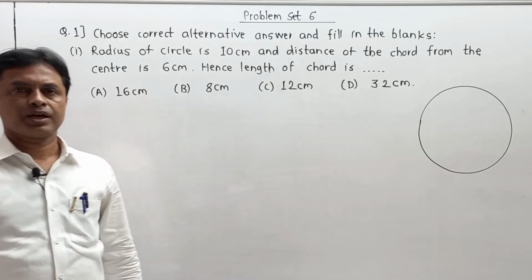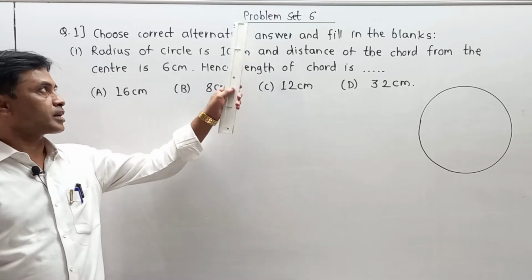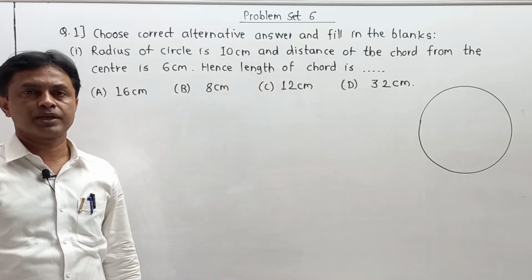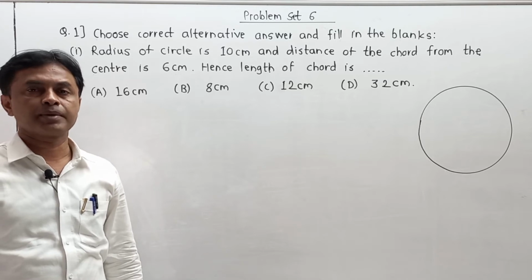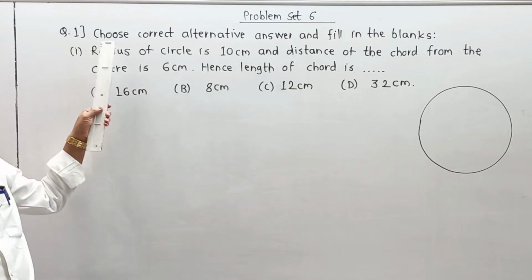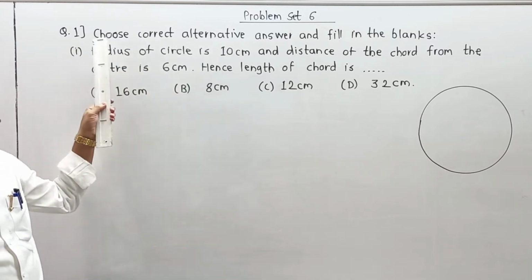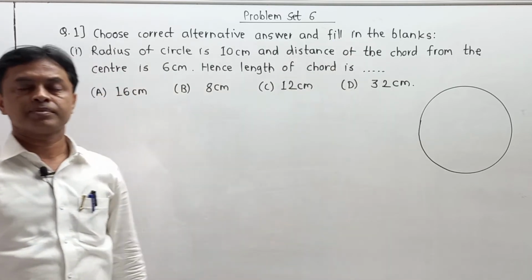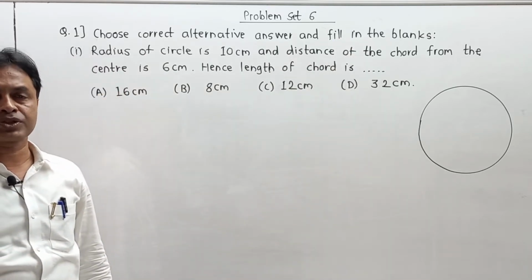Hello friends, today we are going to start problem set 6. There are a few questions. Question number 1 is in the form of a one-line question: choose the correct alternative answer and fill in the blanks. It is a fill-in-the-blanks type of question.